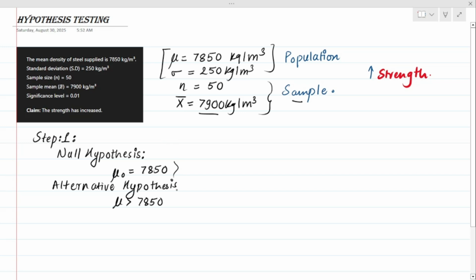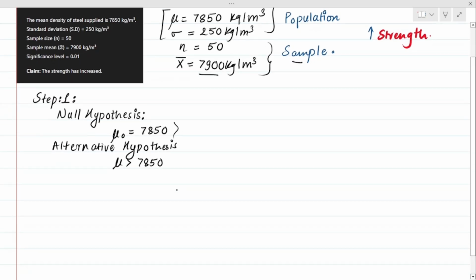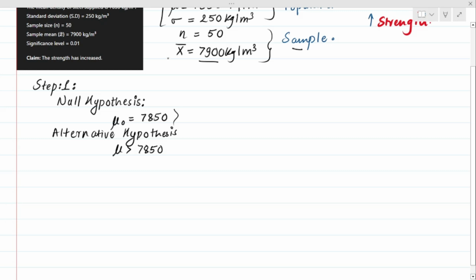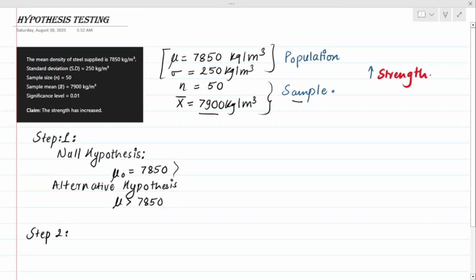And the alternate hypothesis, which is the claim, assumes that the strength of the steel has increased. Now, the strength of the steel has increased means it can be any value greater than 7850, right? So that is it. Now when you set this hypothesis, step 2 in this process will be to find out the value of Z.